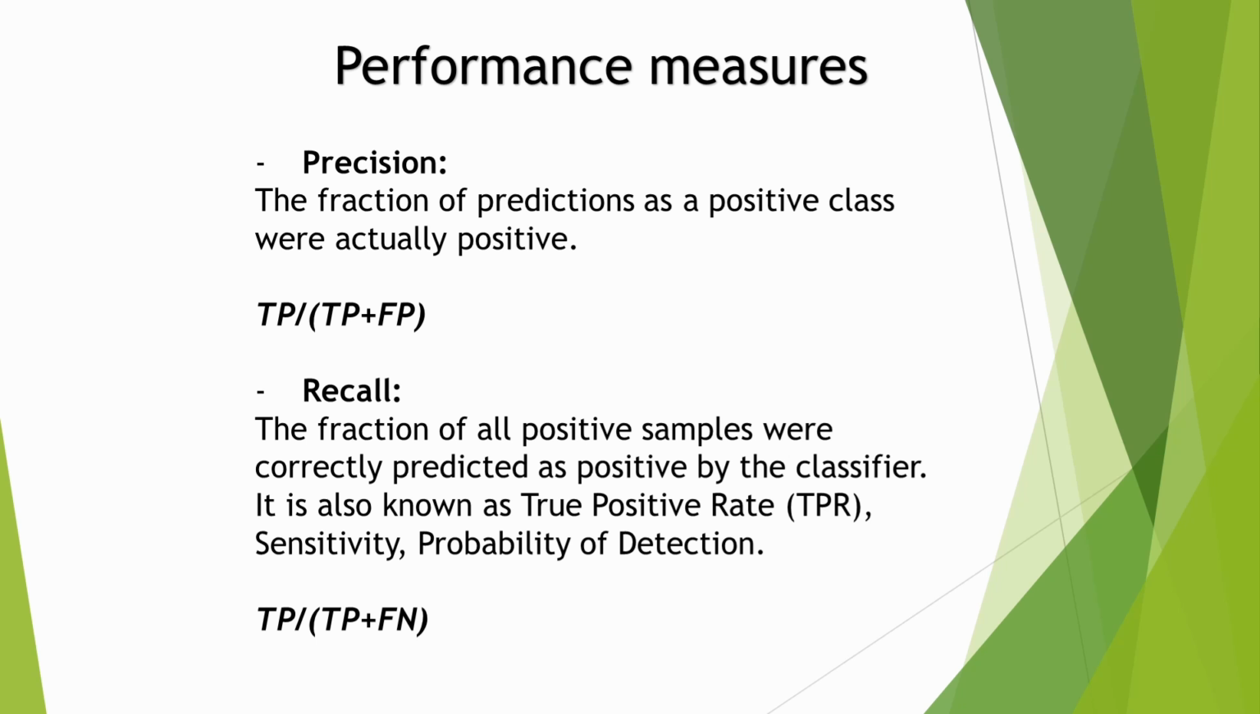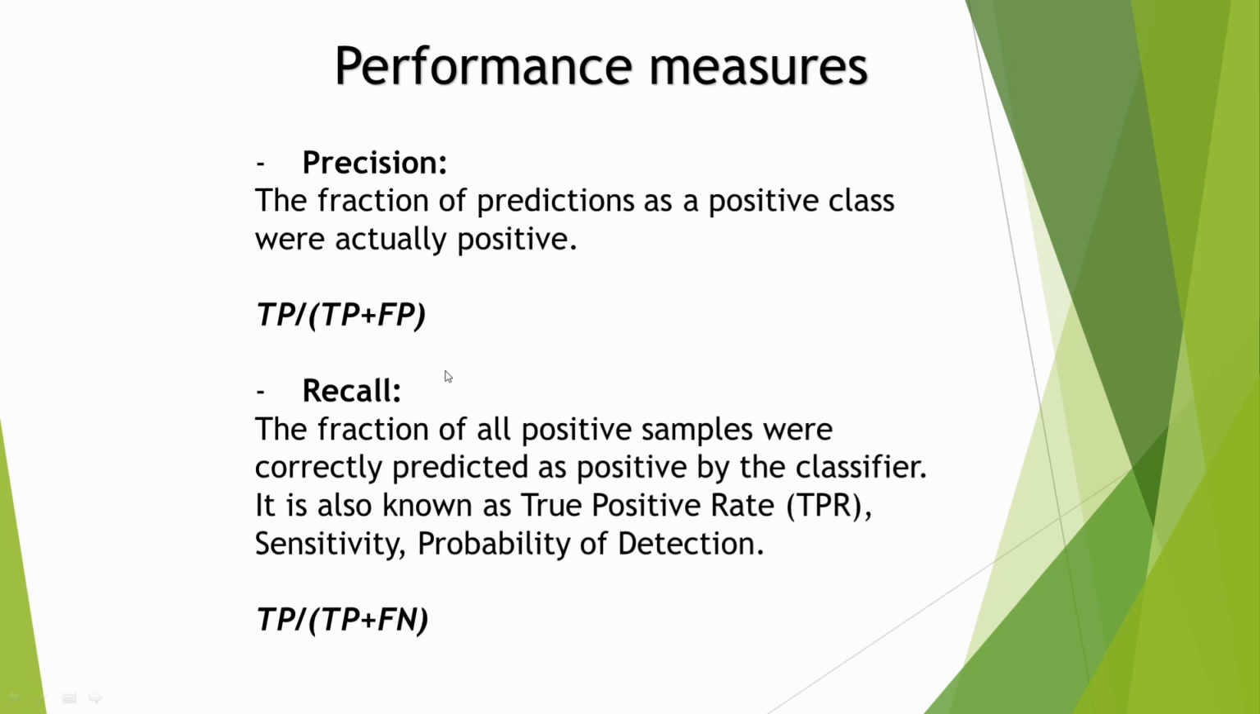And there is something else called precision. Precision is the fraction of predictions as a positive class that are actually positive. If you see the formula, it is true positive divided by true positive plus false positive. So out of the predicted positives, how many were actually true is called precision.